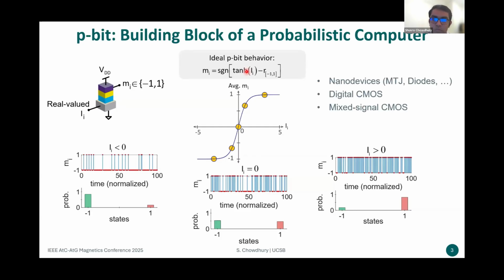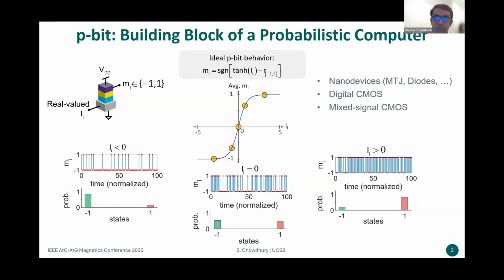Over the years, we have seen many ways to do this in hardware. For example, you can build this behavior with magnetic tunnel junction based devices. There are various implementations with diodes. We can use pure digital CMOS or mixed signal CMOS. So there are various ways, and every day I get to review various device proposals for p-bits. So this is a brief introduction to what a p-bit is.